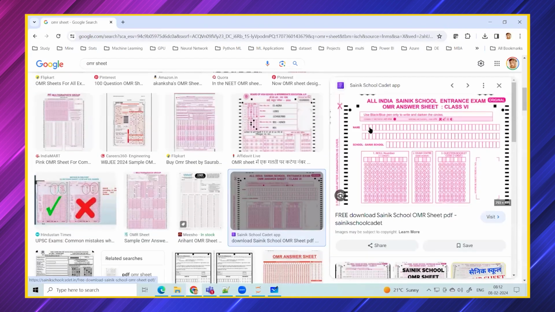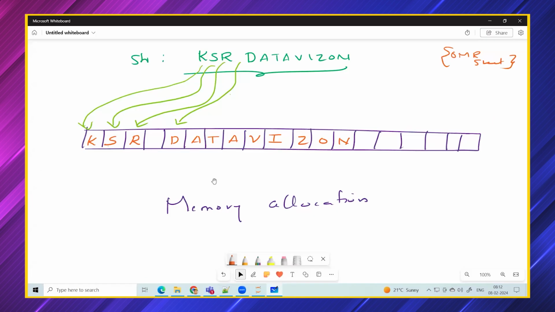Here you have to enter the name in such a way that you write one character in one box. That's how we used to write it. Even now I have seen this in a lot of banking applications: when they give the form to fill, you have to write one letter per box. The same concept applies here. I have entered one character per box, and even the space gets one box.